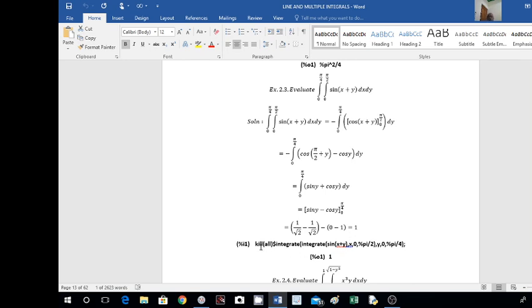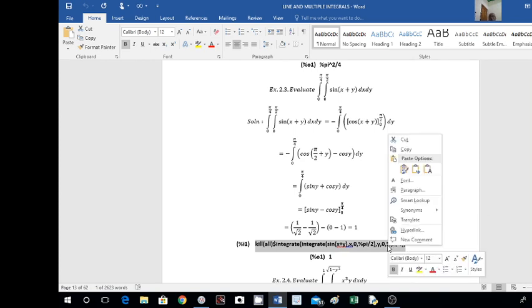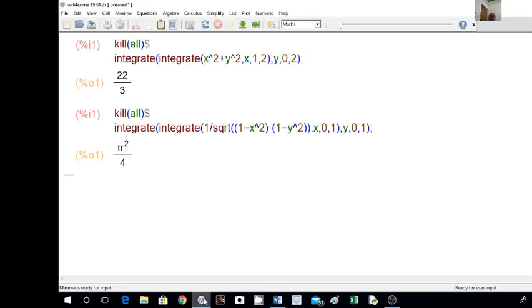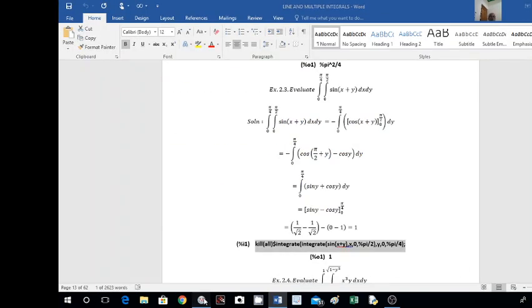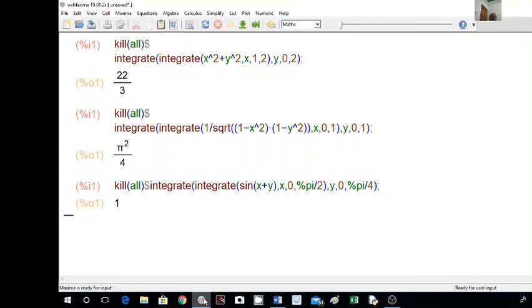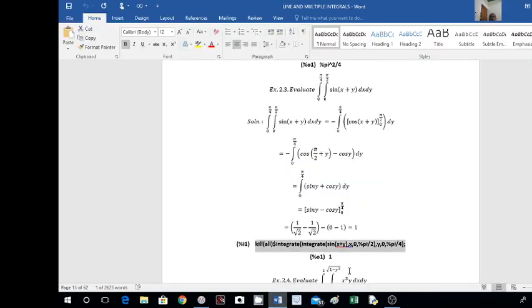1 is the answer. Again, let me verify this result with Maxima. I will copy this one. Go to Maxima. Here, I will paste, Control V. Execute, Shift Enter. So 1 is the value here. Very simple commands in Maxima. Next example.